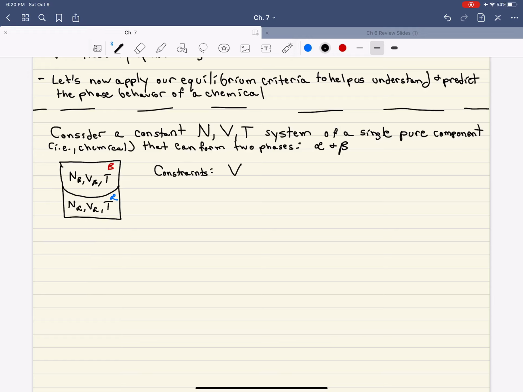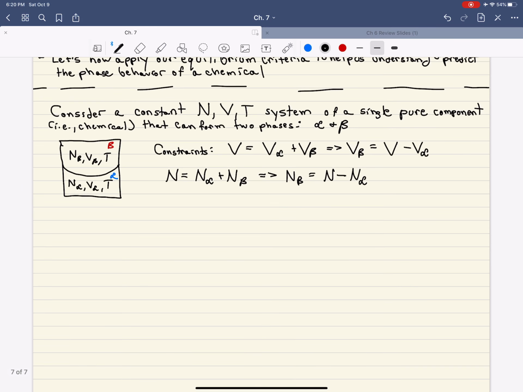So the total volume of the system, V, that's going to be the sum of the volume of the alpha phase and the volume of the beta phase. And if we rearrange it, you just get that the volume of the beta phase is equal to the total volume minus V alpha. Similarly, if we look at the total number of molecules in the system, it's going to be the sum of N alpha and N beta. And N beta will just be total N minus N alpha. All right. And so those are our constraints for volume and N.